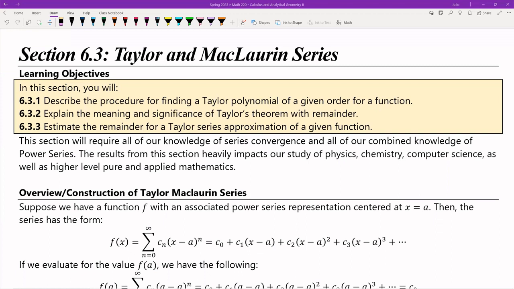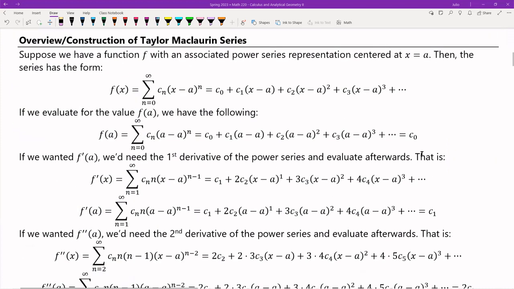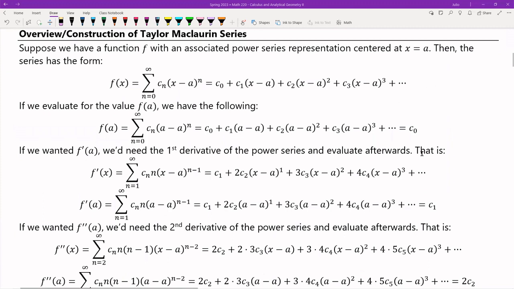develop the idea, okay? So the first thing that I need to do is give you guys an overview of the construction of a Taylor or Maclaurin series, okay? I hope there's no typos here. I looked this over multiple times. But hopefully you guys follow along. This is the same stuff that's in the textbook. If you want to follow along in the textbook, that's also fine, okay? So let's start.